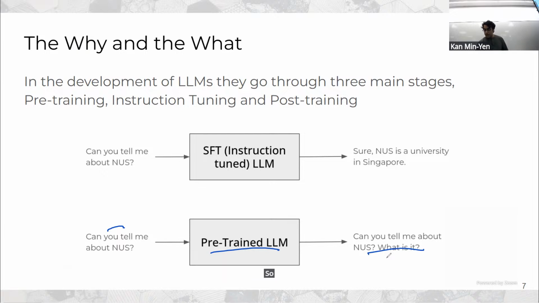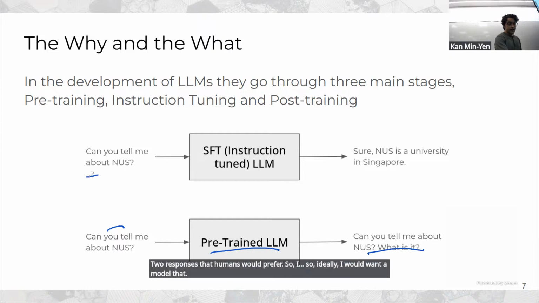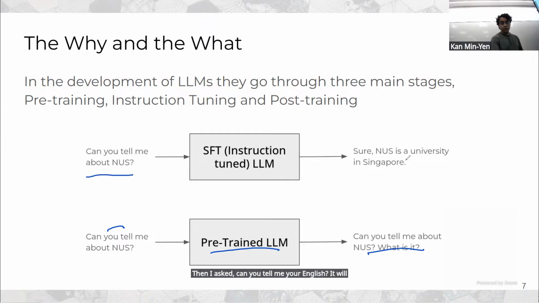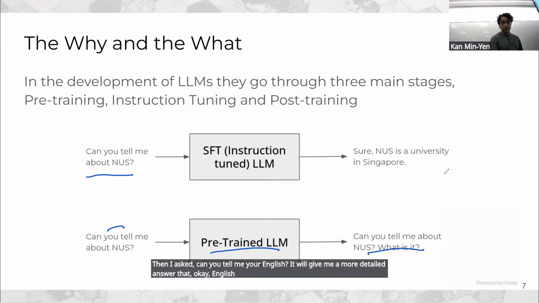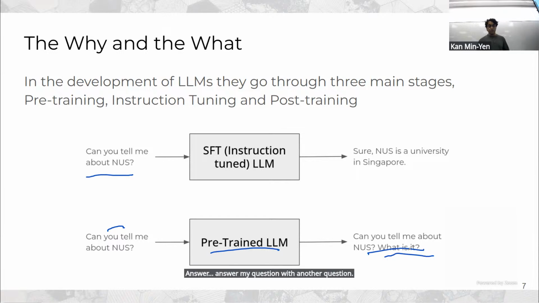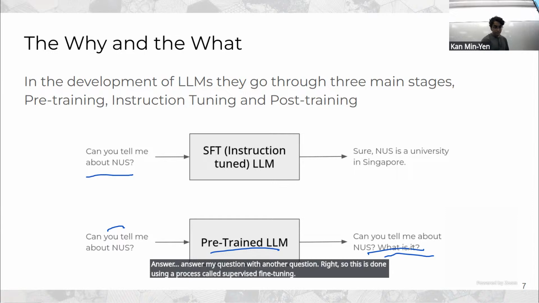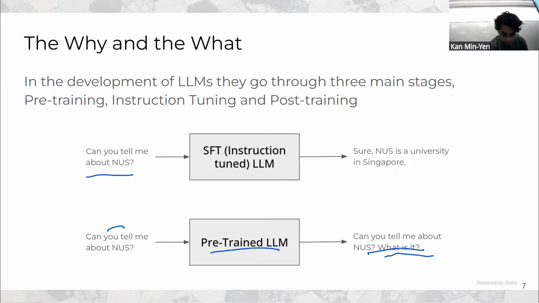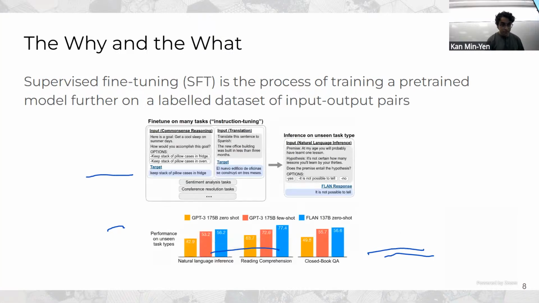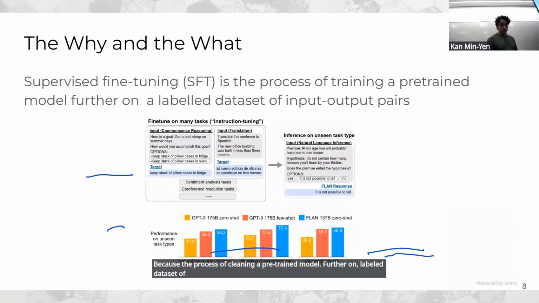So now what we must do is align it to responses that humans would prefer. Ideally, I would want a model that, when I ask it, can you tell me about NUS, gives me a more detailed answer, that NUS is a university in Singapore, and not just answer my question with another question. Right. This is done using a process called supervised fine-tuning. It is the process of training a pre-trained model further on a labeled dataset of input-output pairs.